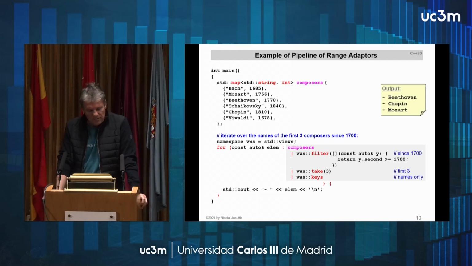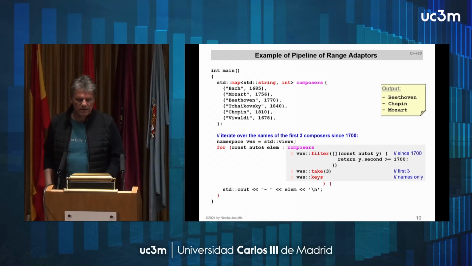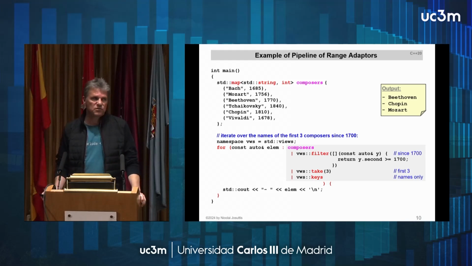Here we, for the first time, see a filter. And you see that a filter can take a predicate which says, I accept elements which have a specific value, where the predicate here, the member second has to be greater than 17, is true.